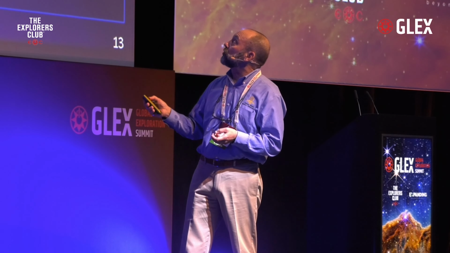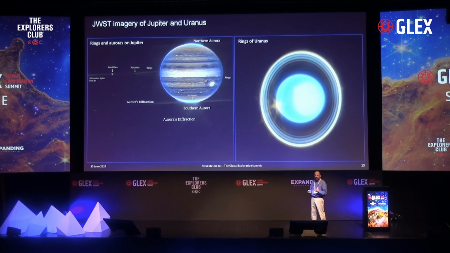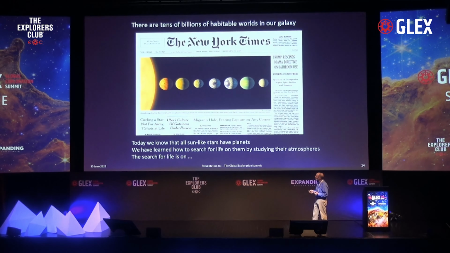This is the Webb's first image of Uranus, and it shows the rings of Uranus like we've never seen them before. These rings are particles of ice and rock, and the Webb, with its infrared capability, is exquisitely sensitive to ice and rock, and so we can see this kind of detail.